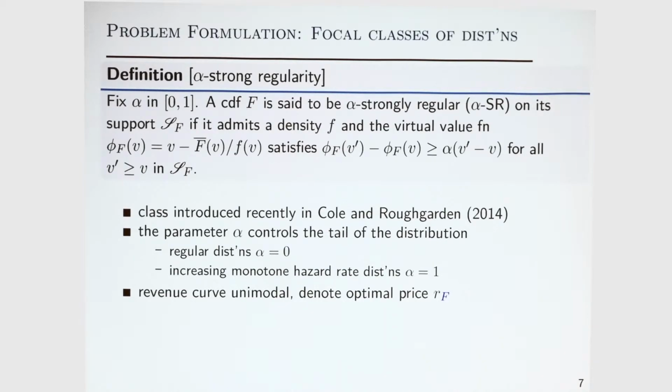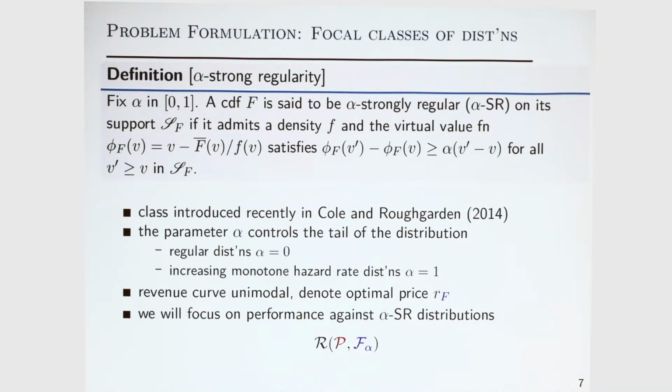But here we don't know the distribution. So really our objective in this paper is to characterize this max-min ratio for each alpha. And we'll try to provide a uniform characterization.